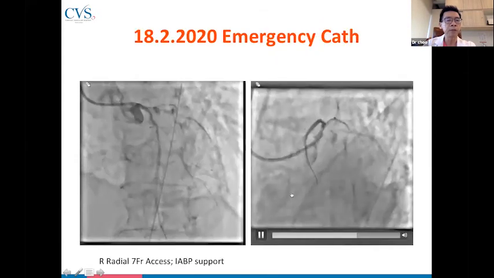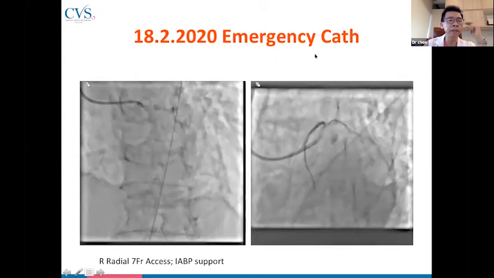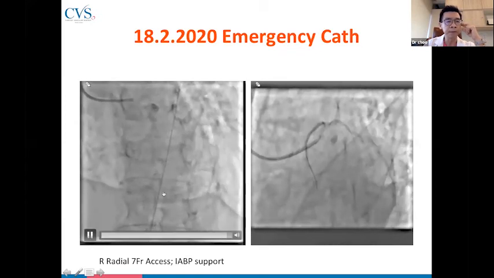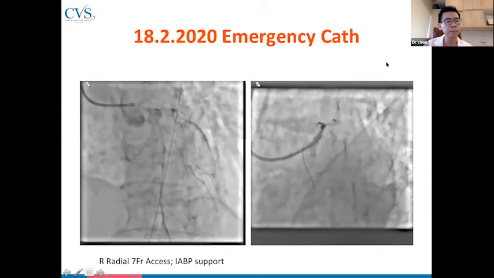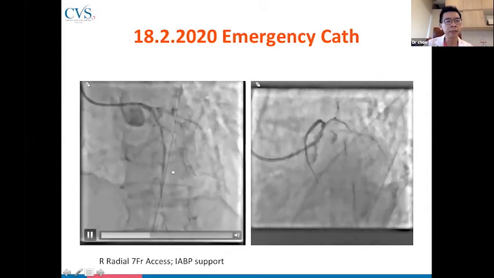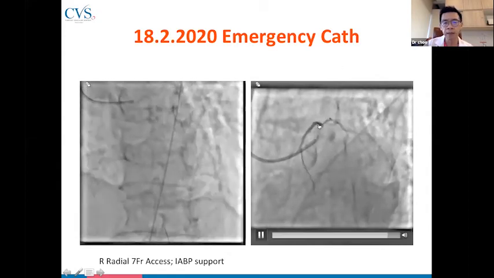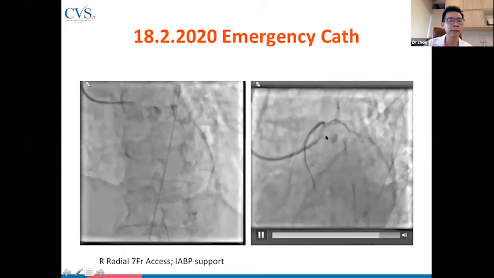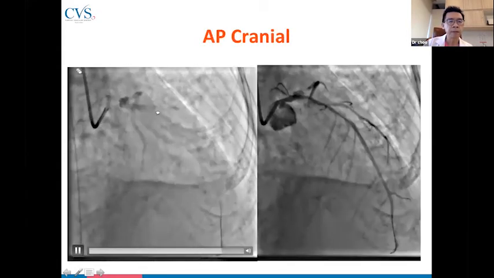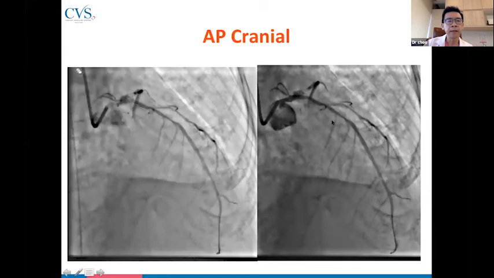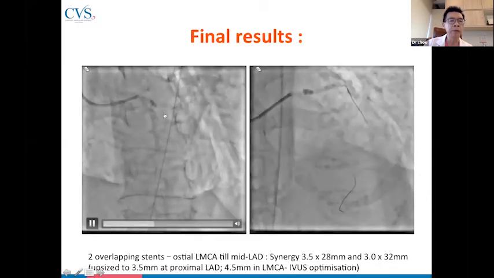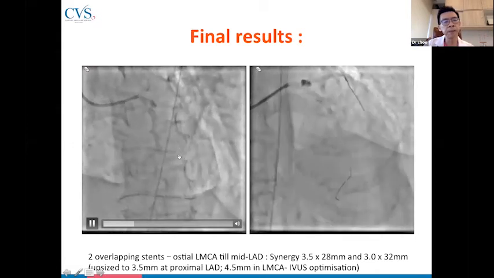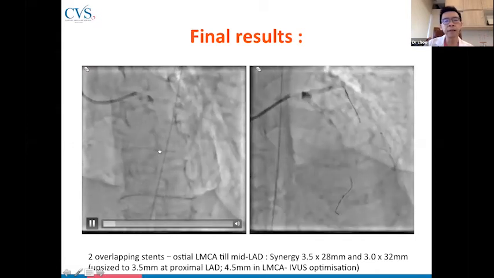And this patient, because he was unstable, went for emergency care. Some of you will realize, you see that there's a balloon pump. These are supportive devices to support the patient during the procedure. So long disease in the LAD, there's some severe disease at the ostium of the circumflex. Long disease in the LAD here. And there's some right vessel disease as well, but we actually treated that. I'll show you shortly. So complex multivessel PCI from the left main all the way to the LAD.